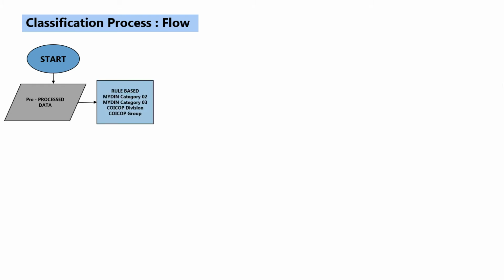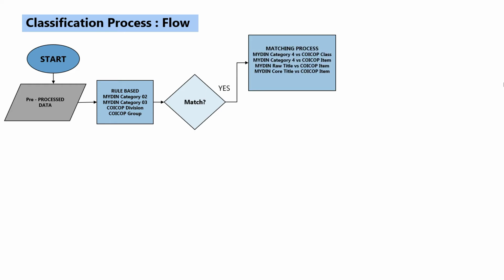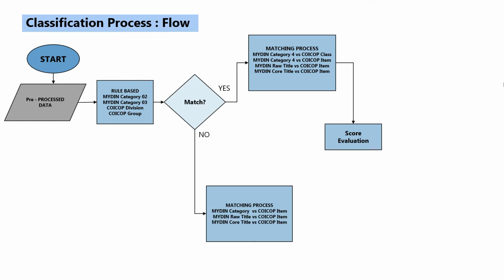The following flowchart shows the classification process, starting with the input of pre-processed data into the rule base to get the COICOP division and COICOP group. The process continues to evaluate the result for each title that matched with a COICOP division and COICOP group. It will continue to the matching process with COICOP class and COICOP item under the matched division and group. For the title that did not match with a COICOP division and COICOP group, it will continue to the matching process with all listed COICOP items, then extract the COICOP division, COICOP group, and COICOP class.